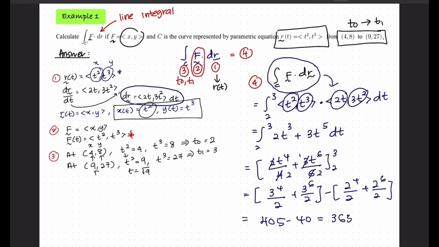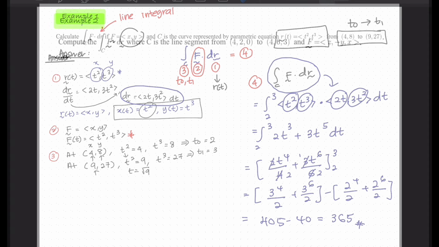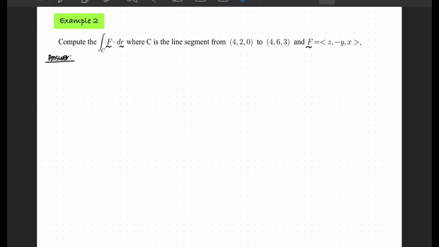The final answer is 365. For the second example, compute the line integral where C is the line segment from this point to point (4, 6, 3), and the vector field F is given by this vector. We want to find the integral of F dot dr.